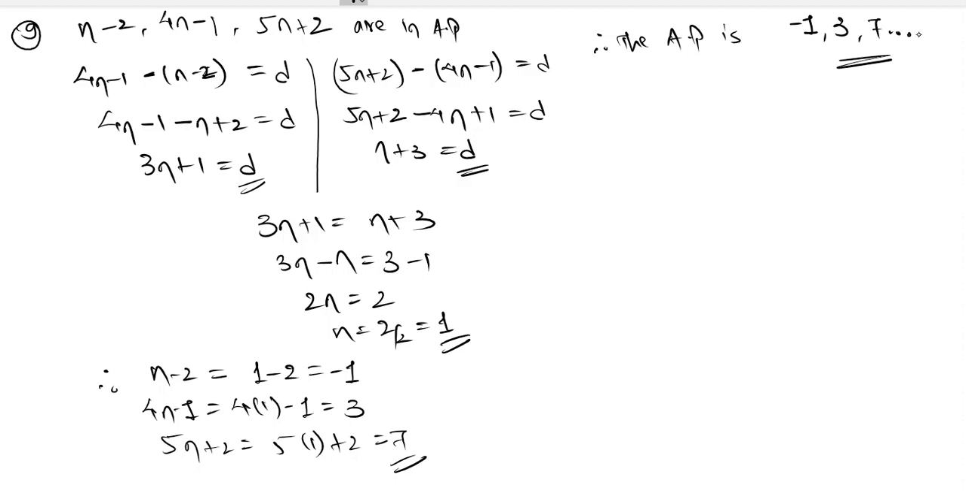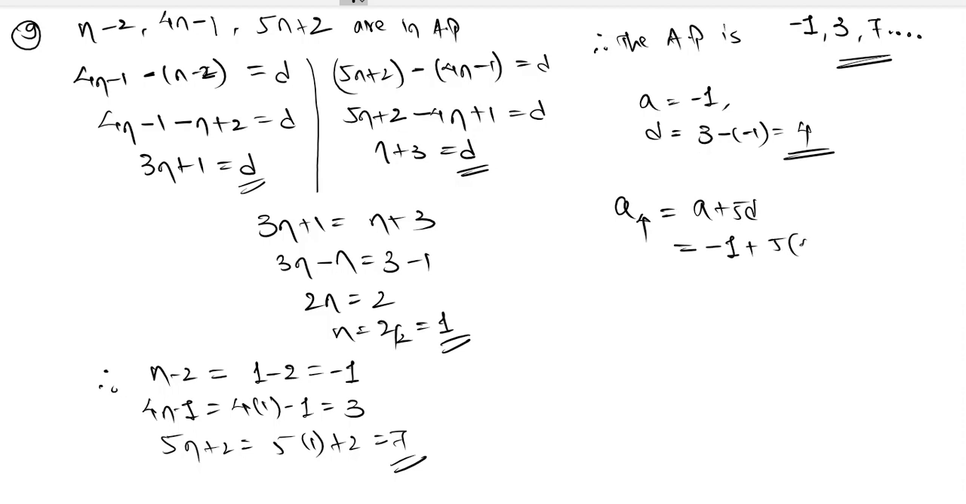But the AP goes on, no? So there are more terms after 7 also. Now what is the common difference here? The first term is minus 1. The common difference is 3 minus minus 1, which is 4. So what are the next two terms, that is the fourth term and fifth term? The fourth term will be a plus 5d, that is minus 1 plus 5 into 4, that is minus 1 plus 20, that is 19.